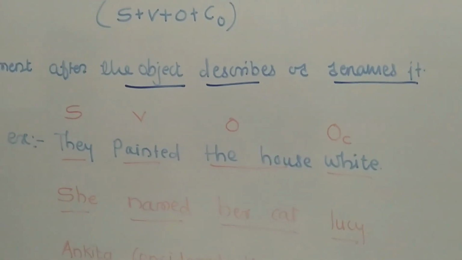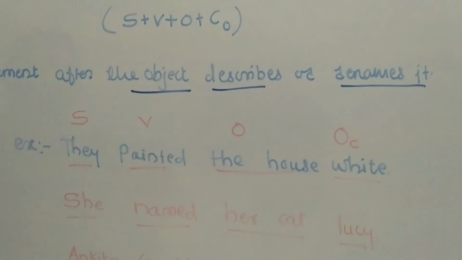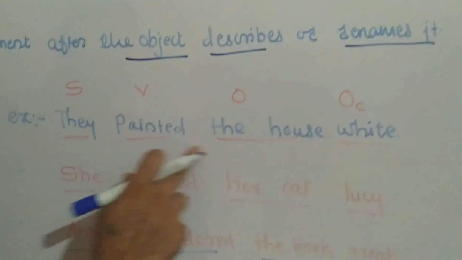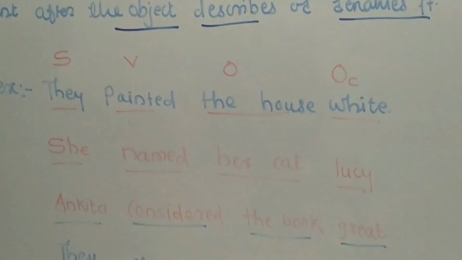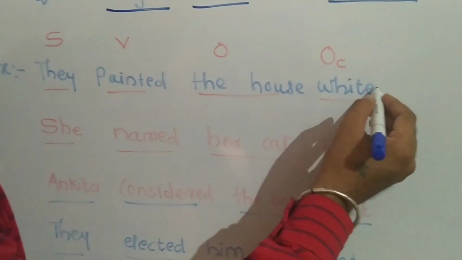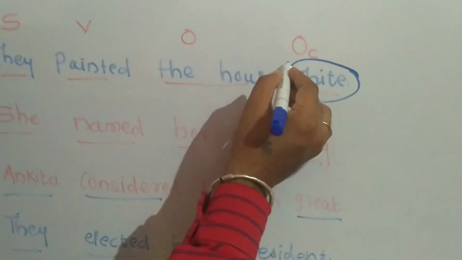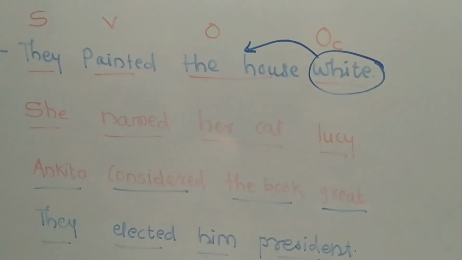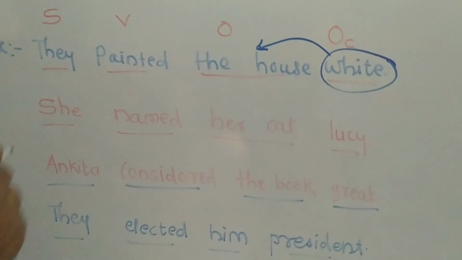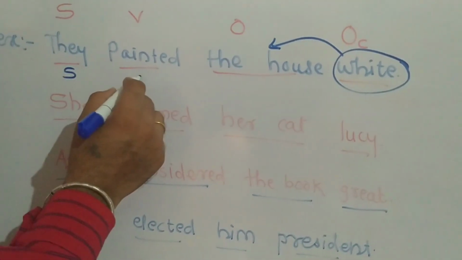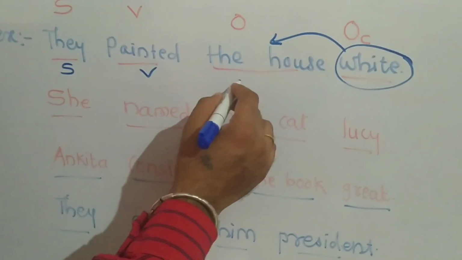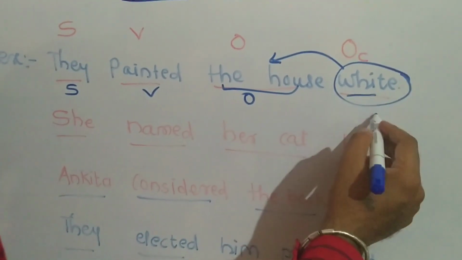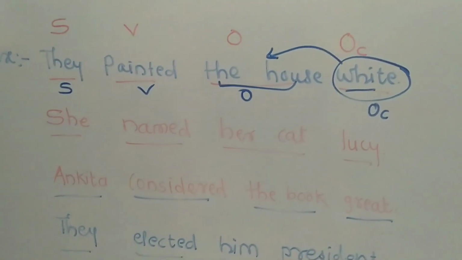Okay. Now the example is: they painted the house white. The object complement describes the house in this sentence. That's why they is the subject, painted is the verb, the house is the object, and white is the object complement.